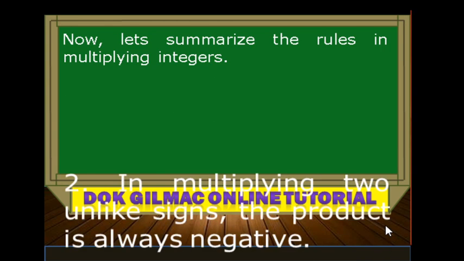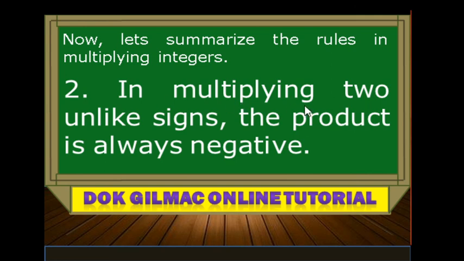Number 2, in multiplying two unlike signs, the product is always negative. So if you are multiplying positive times negative or negative times positive, the product will always be negative. Take note, the product of unlike signs will always be negative. So take note of that.